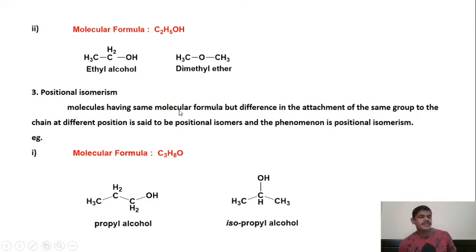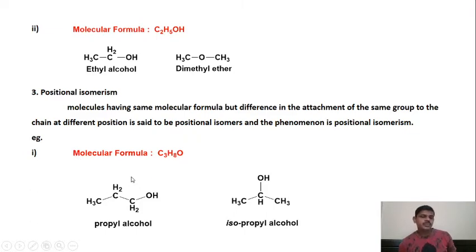Molecules having the same molecular formula but a difference in the attachment of the same group to the chain at different positions are said to be positional isomers, and the phenomenon is positional isomerism. Again we are going to see examples. By the definition it's a bit difficult to understand, but by example we can see it in detail and you will get a clearer view about positional isomerism.